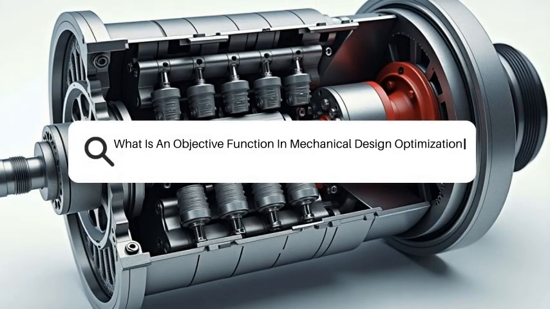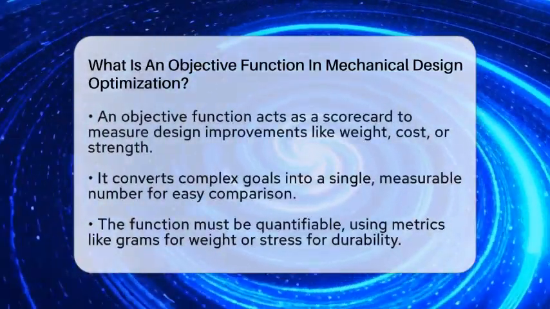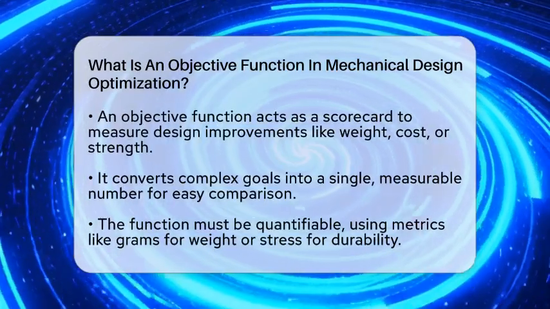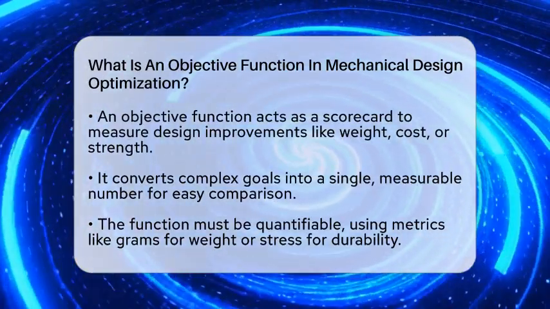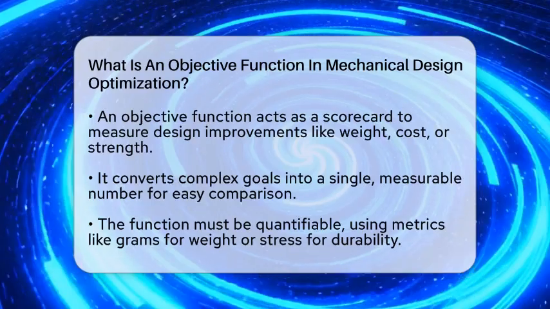What is an objective function in mechanical design optimization? Imagine trying to make a product better, faster, or cheaper. How do engineers decide which way to go? That's where an objective function comes into play.